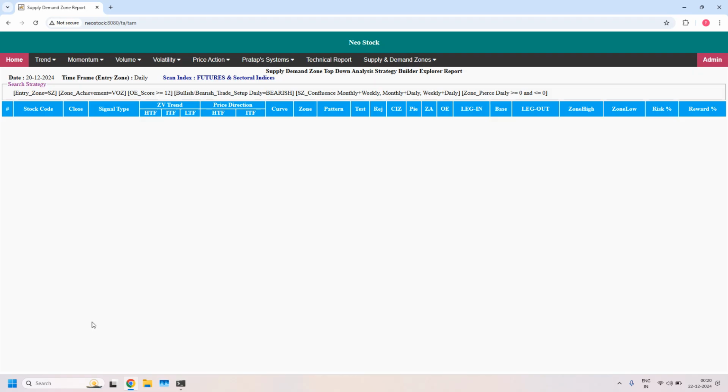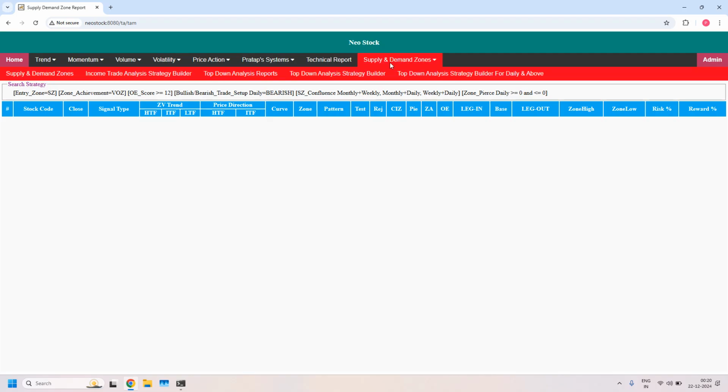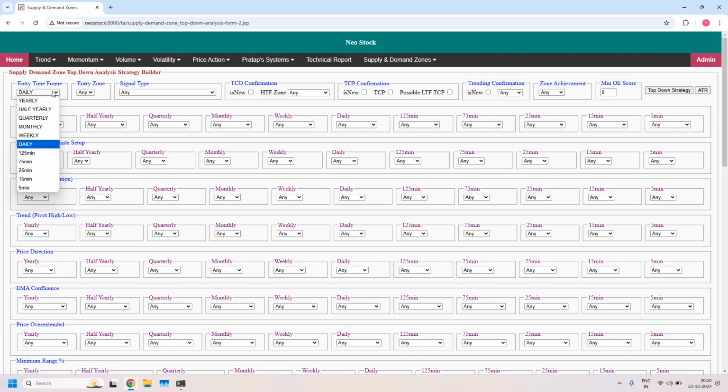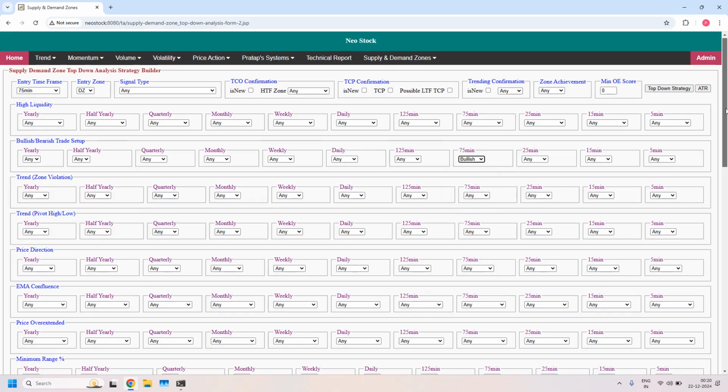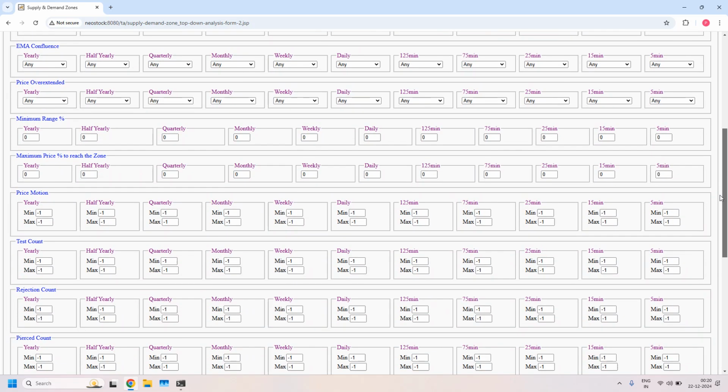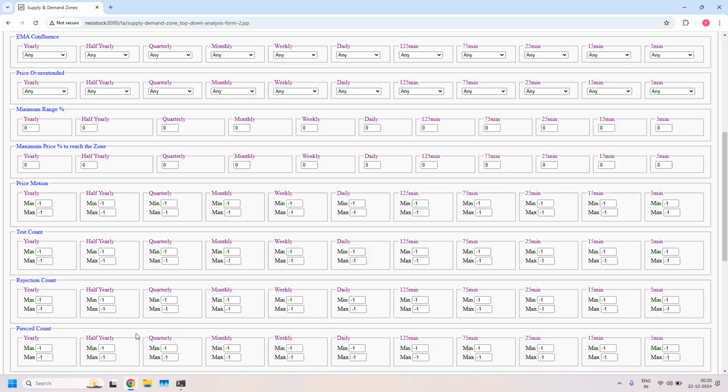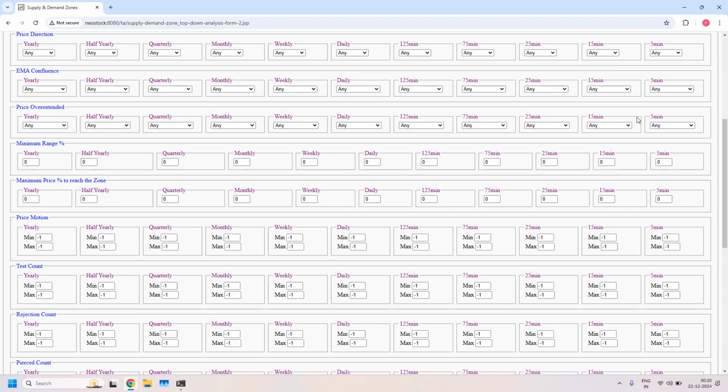monthly income trade. Next, let us look for weekly income trade, bullish trade setup. Entry time frame is 75 minutes. Entry zone is a demand zone. In bullish or bearish trade setup at 75 minutes time frame, I am selecting bullish. These 75 minutes demand zones should not be pierced. So in the pierced count at 75 minutes time frame, minimum value 0, maximum value 0.